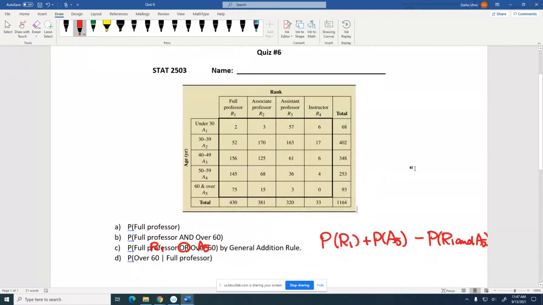And now finally, A5 given R1. By the conditional probability rule, it will be the same as A5 and R1 over the given event, R1. Do you have an idea? Any question, ask me. I can help you.